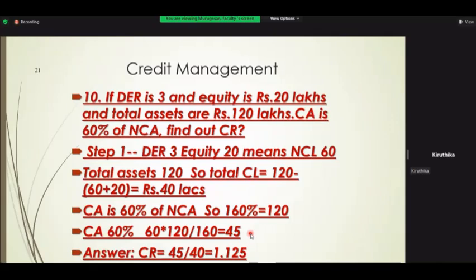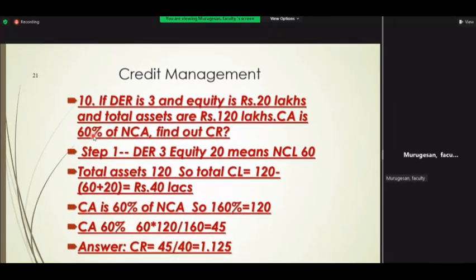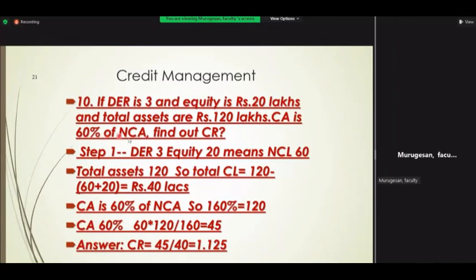Question: current assets is 60%, so why not take the balance 40%, why take 100%? Madam, read the question. Current assets are 60% of what? 60% of NCA. So you assume NCA is 100%, 100 rupees. So current assets is 60 rupees. Then only 60, 100.